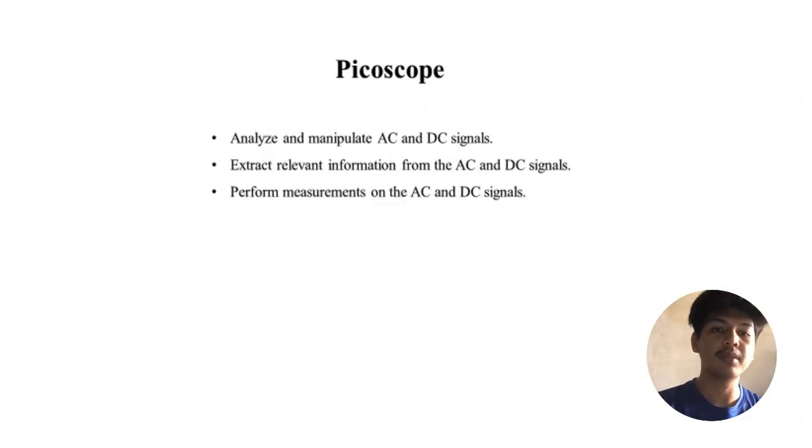By providing this function, the AC to DC section of the picoscope enables us to analyze and manipulate AC and DC signals, extract relevant information and perform the measurements.